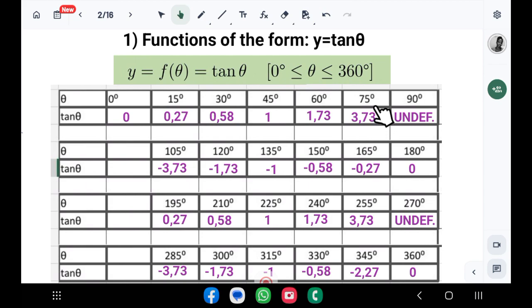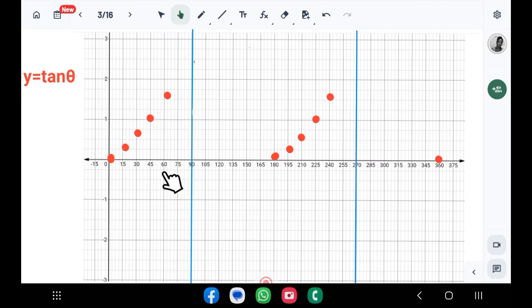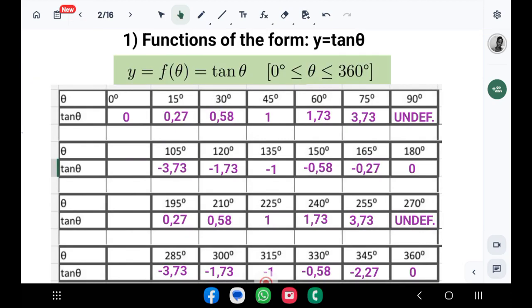Notice that it matches with 75. So 75 matches with 105, but on the negative, they are both out of range for this particular purpose. And now, notice that 60 degrees will match with 120, but on the negative side. So for 60 degrees, we had 1.73. Notice that 120 degrees will have that at negative 1.73.